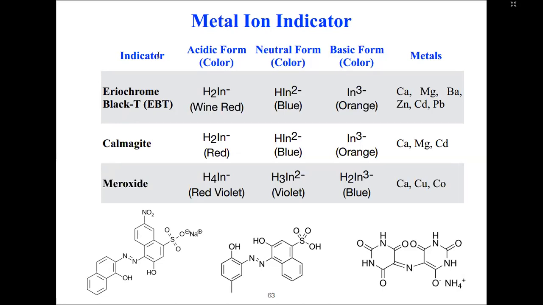So these indicators can have different forms: acidic form, neutral form, and basic form. So again, acidic, neutral, and basic. Okay, now let's understand these acidic, neutral, and basic forms. And in the brackets, colors are given. What is the color in the acidic form? What is the color in the neutral form? And what is the color in the basic form? Now, first look into this EBT.